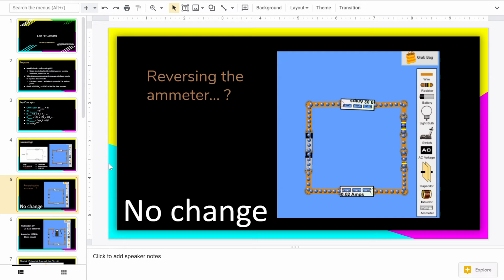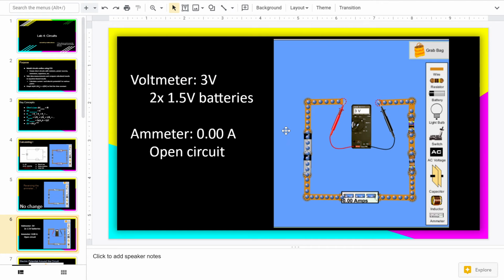The next part of this lab was determining whether reversing the ammeter would change anything. As you can see, the output is the same, so there's no change. For the next part of the lab, we had to use the voltmeter to measure the electric potential of the circuit. As you can see in the reading, it was equal to 3 volts. This makes sense since we used two 1.5 volt batteries, so 2 times 1.5 is equal to 3. The ammeter reads 0 at this point because the circuit is open, so there is no current flowing.